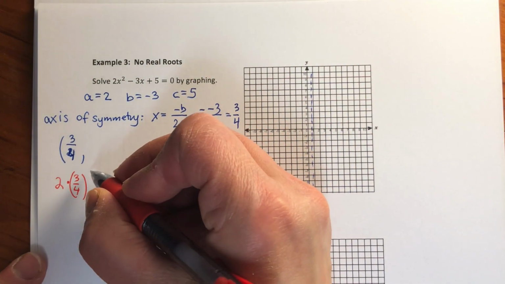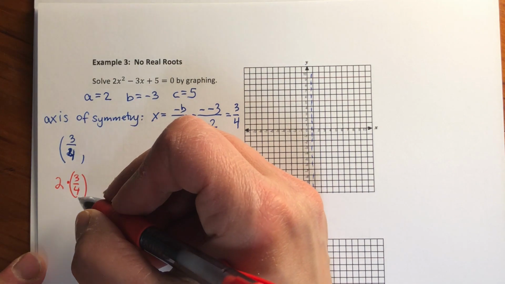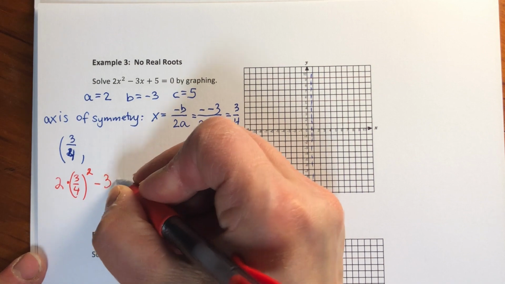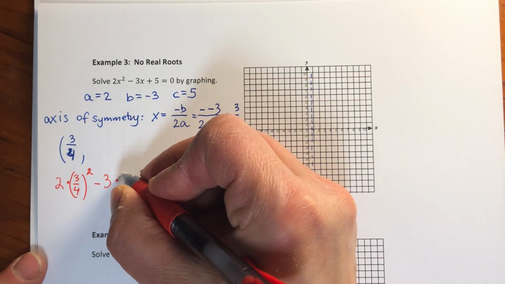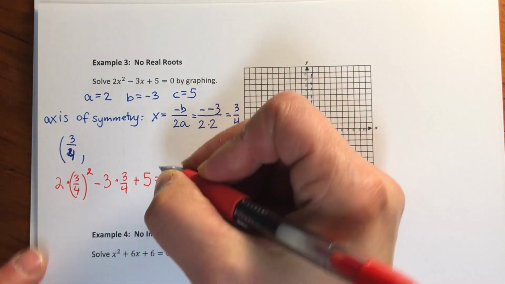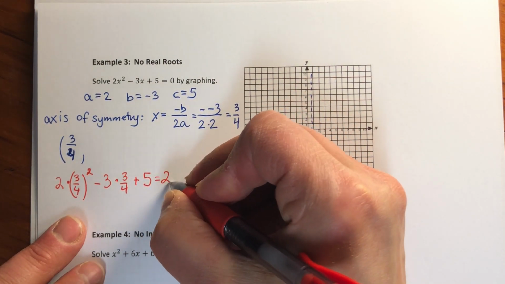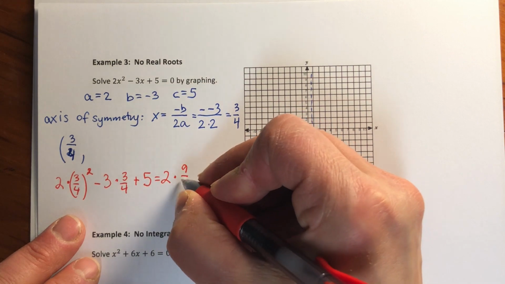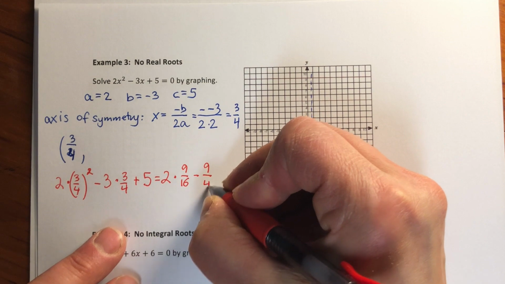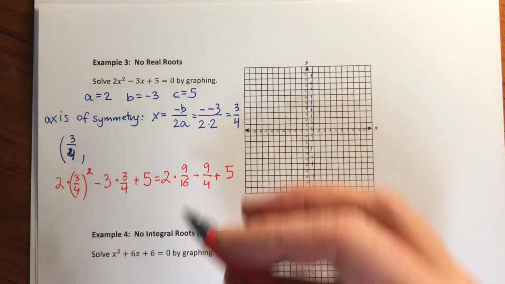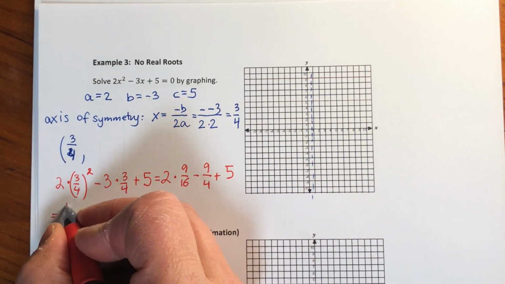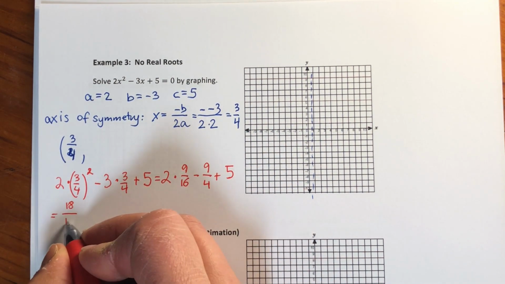I'm thinking maybe it would be a good idea to write this as a decimal and use a calculator, but I am not going to do this because I don't respect decimals that much. I like fractions. Again, we have to make sure we square first, so that is going to give me 9 over 16 minus 9 over 4 plus 5. I am going to multiply this. 2 times 9 is 18, 18 over 16.